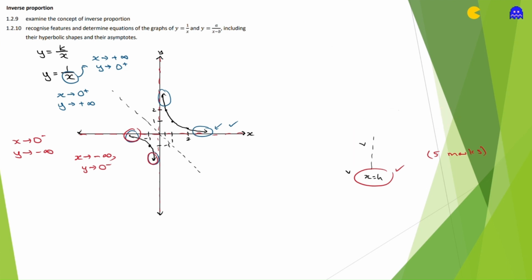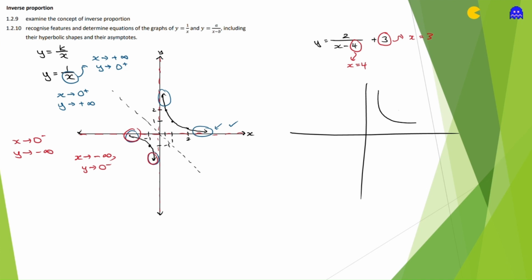So if we have a hyperbola that looks kind of like, let's say, y equals 2 over x minus 4, plus 3. Now the key bits of information: I can see here that one of my asymptotes will be x equals 4, and the other asymptote will be y equals 3. The other thing I've noticed is that this value here is positive. And so as a result, if I graph this on a set of axes, I know it'll look something like this, rather than something like this.